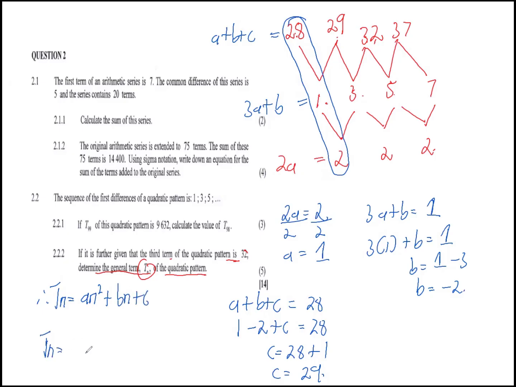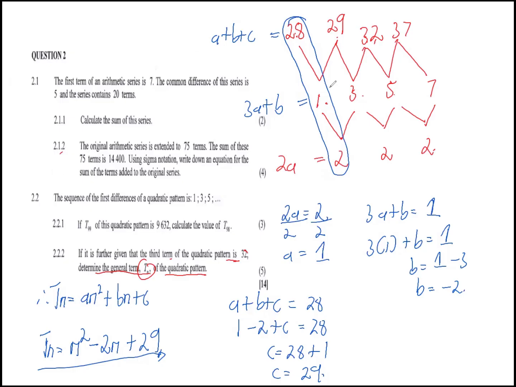So that means my Tn in the form of an squared plus bn plus c will now have to be what? My a value is 1, so I'm just going to write n squared. My b value is negative 2, so that's negative 2n. And then my c value is 29. And then there we go, 5 marks. I now have the equation.